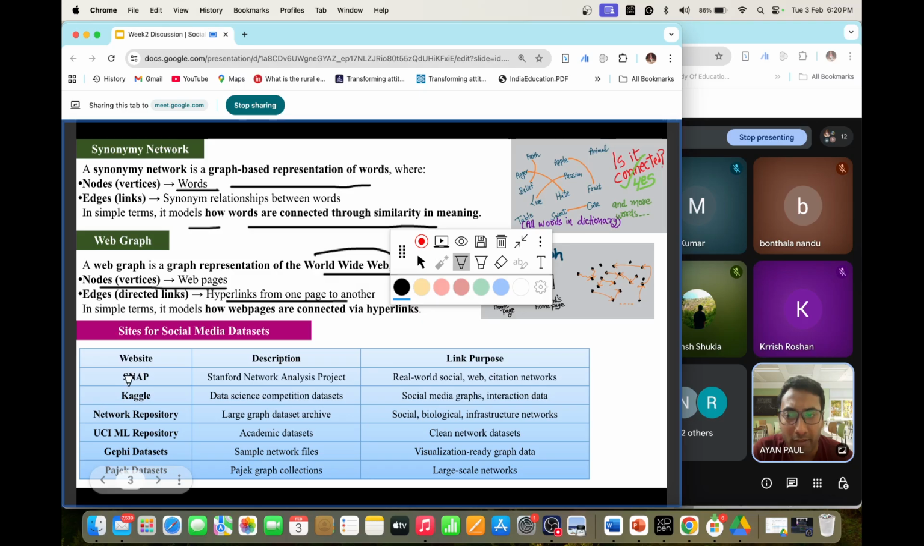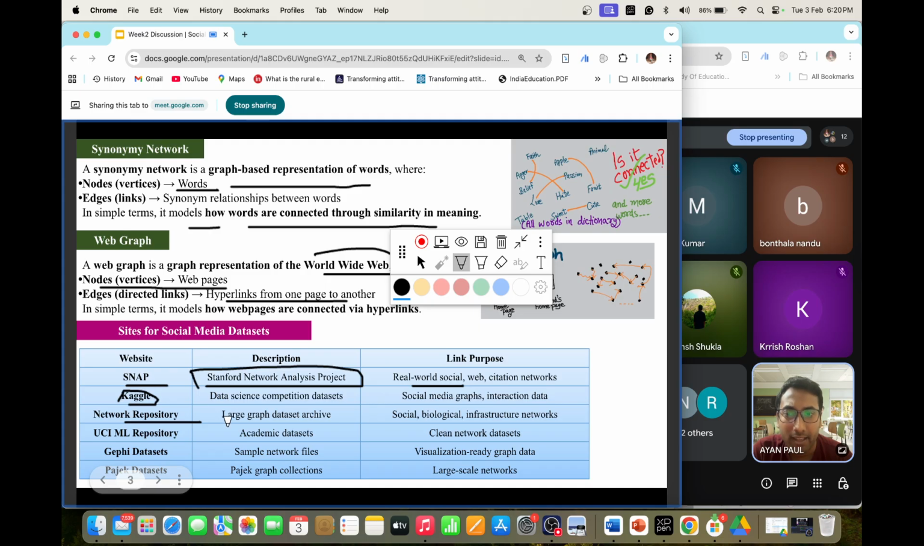So a popular website is SNAP, the Stanford Network Analysis Project, which is very popular. You can search for it after this class. Its purpose covers real-world social, web, and citation networks, etc. You can also find Kaggle, which is very popular these days. It has data science competition datasets, and you can get social media graphs and interaction data.